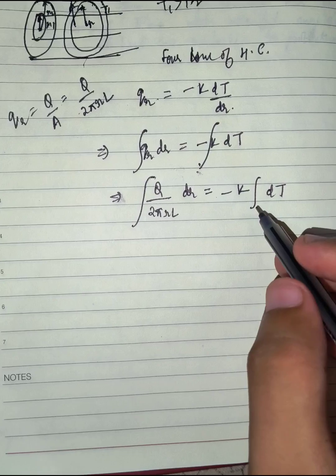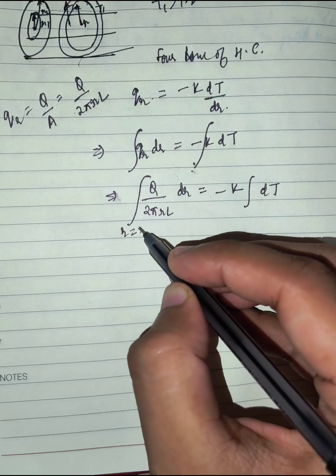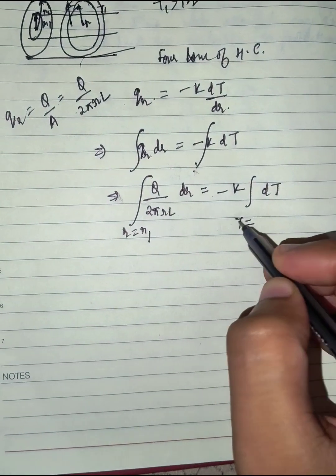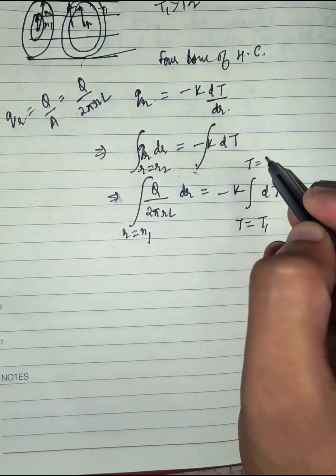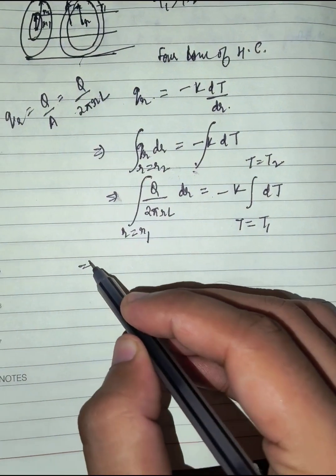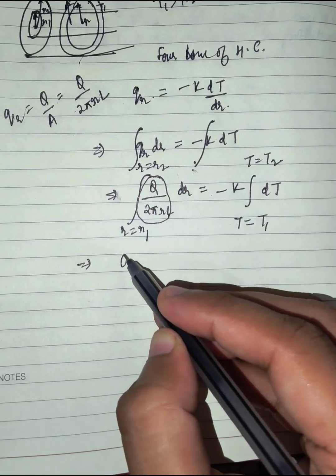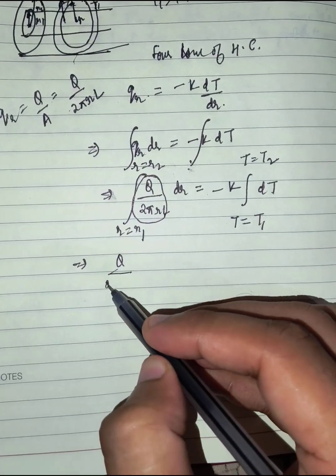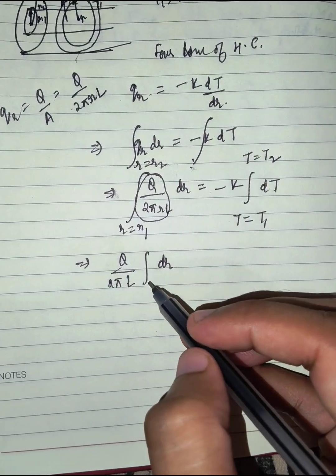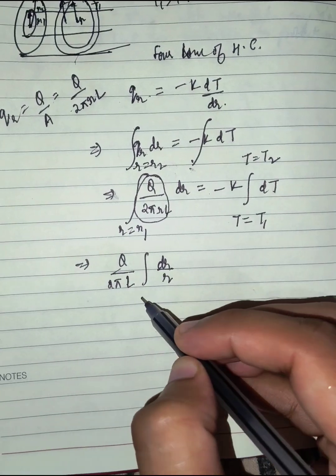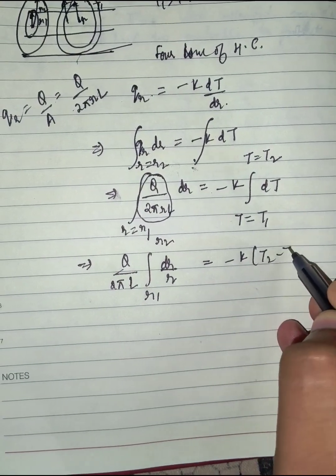Now apply limits on both sides. At r equals r1, we have T equals T1, and at r equals r2, T equals T2. Simple. Take this part out: Q by 2 pi L, dr divided by r from r1 to r2, equal to minus k (T2 minus T1).